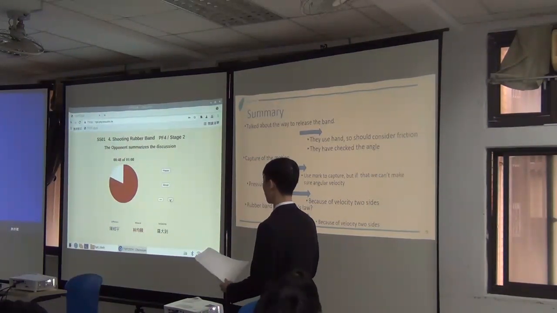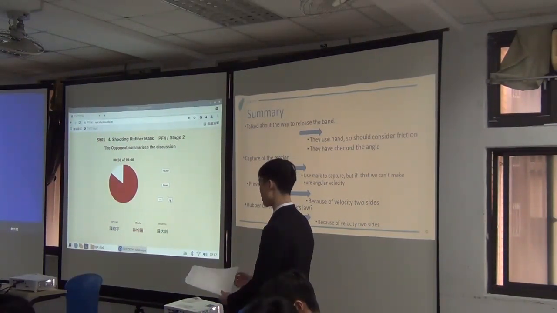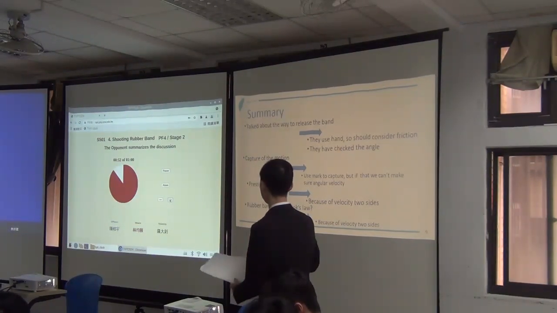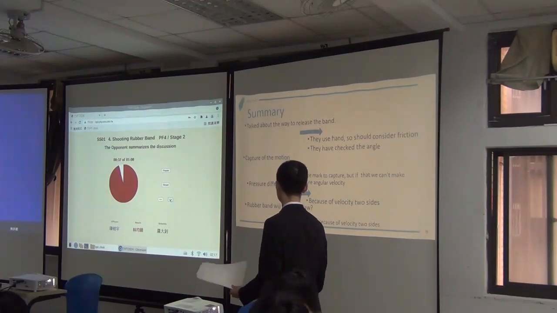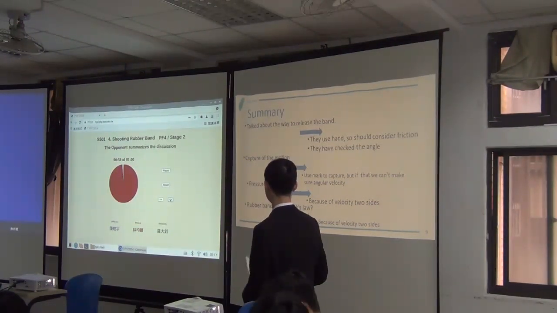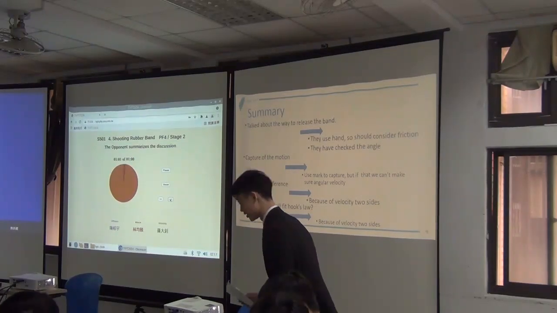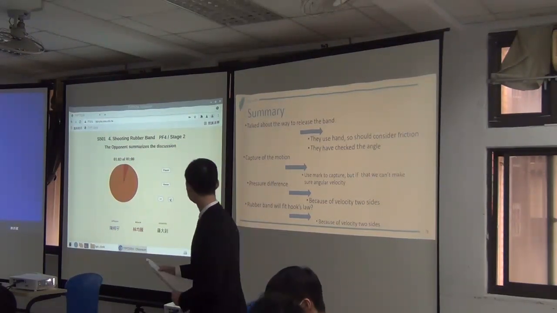And next, as for the model, they considered air resistance as a form of pressure difference, so that it will fly a larger distance because the velocity on the two sides is different. And they don't think the rubber band will fit Hooke's law. Thank you.